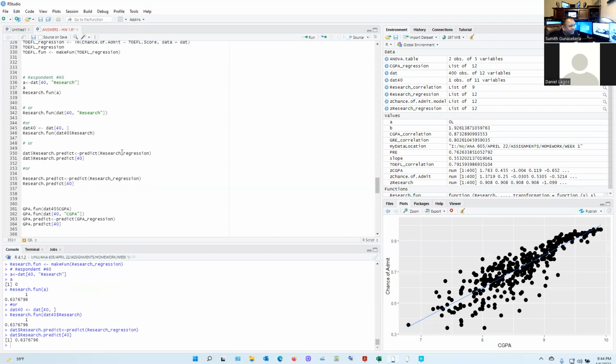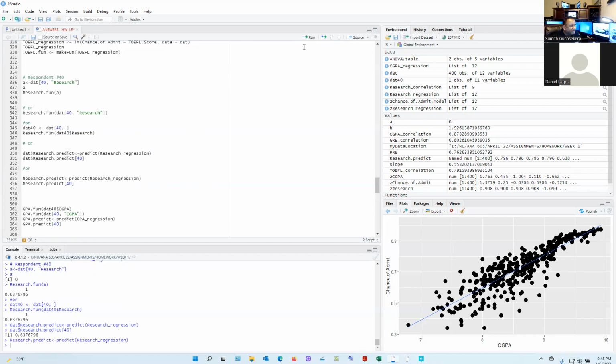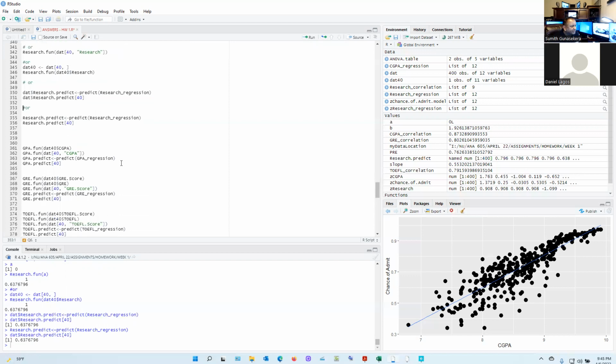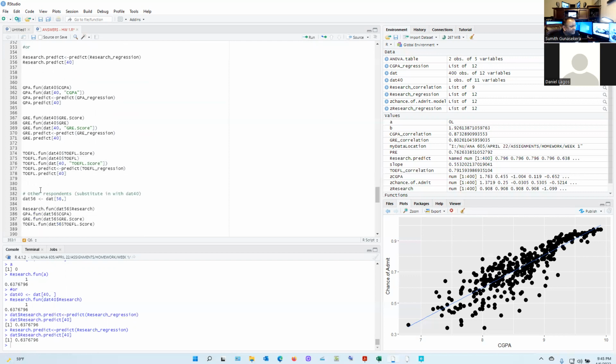You get the predicted value, all the y hats for all the individuals will be listed if you do the predicted. For all 400 respondents, the predicted value y hat will be given in research.predict. I'm going to go to research.predict and say, give me the value of the 40th person. Research regression, research predict. You don't have to go back into that one, you can play with it, and you still get the same answer. In a similar fashion, you can create a function for CGPA, GRE, and you can find it in several ways.